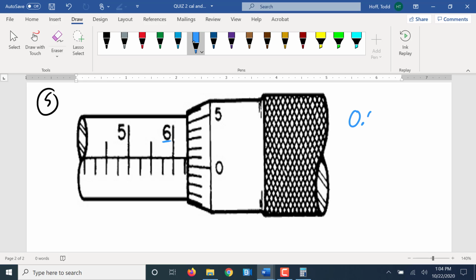This is 0.6. We have passed that first quarter mark, so that's 0.625. Then on the thimble up here, this is 1 that lines up with our axis. So that's just an additional 1,000th of an inch. So that adds up to 0.626 inches.